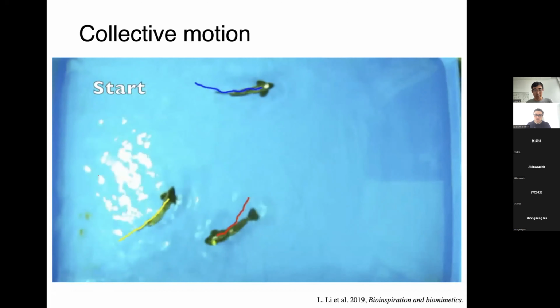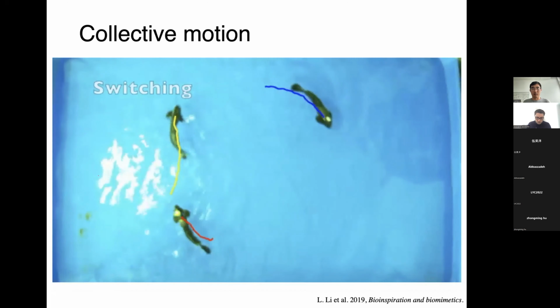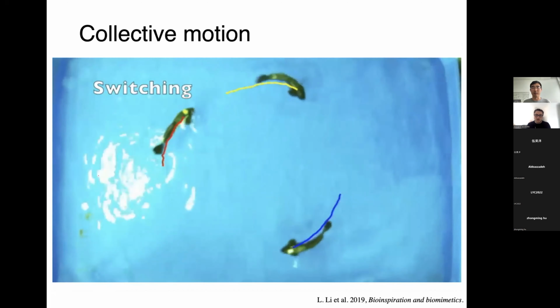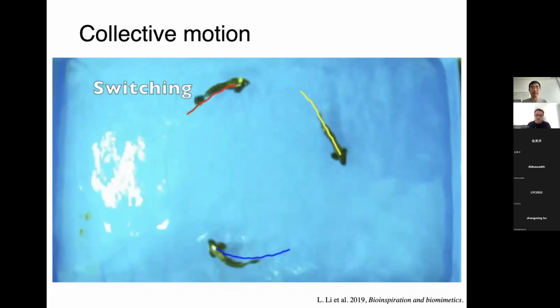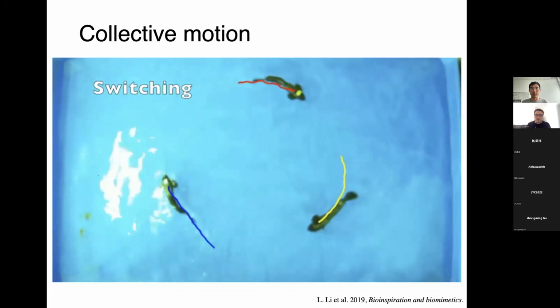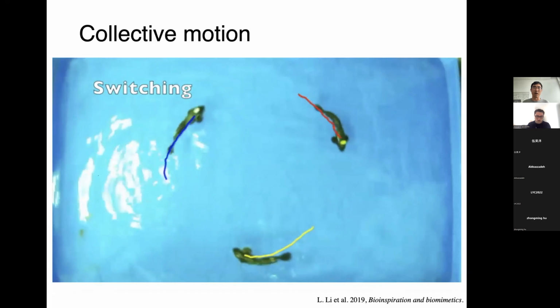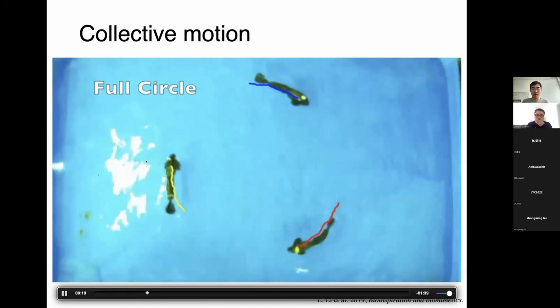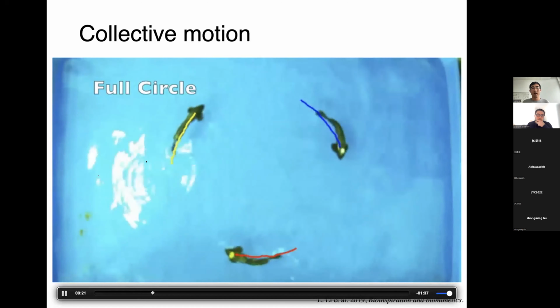After that, we tested with 3 robotic fish. They are initialized from random positions and automatically converge to covering a full circle. So in this case, as you can see, the turbulence is very strong based on the light reflection here, but the formation is quite stable.